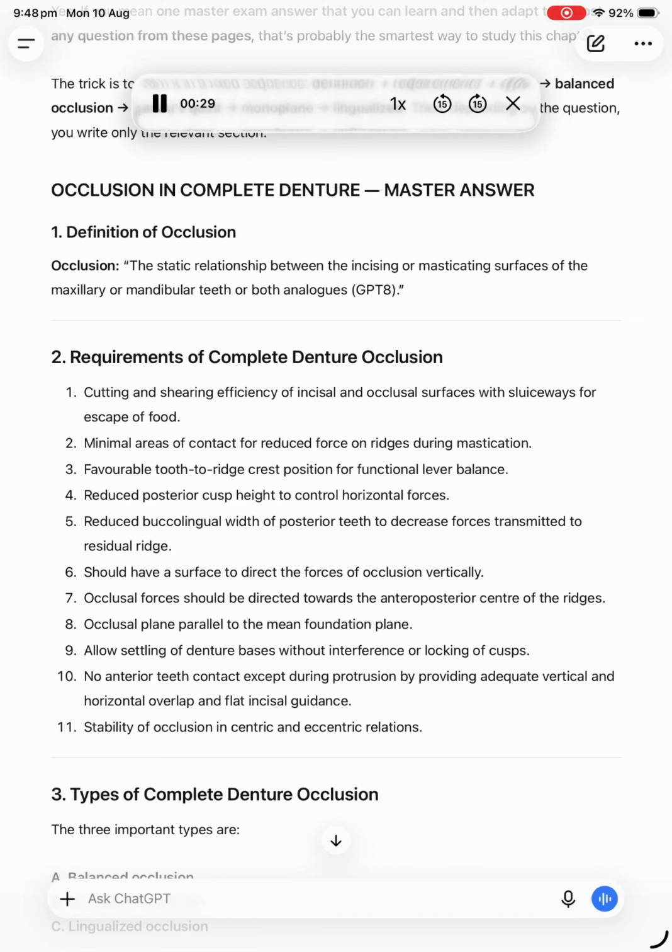Definition of occlusion. Occlusion: the static relationship between the incising or masticating surfaces of the maxillary or mandibular teeth, or both analogs, GPT-8. Number 2. Requirements of complete denture occlusion.